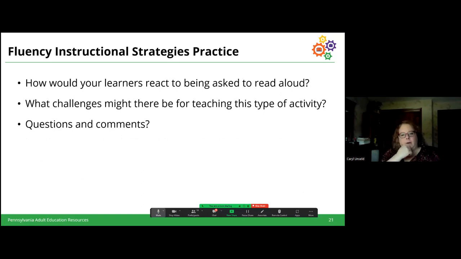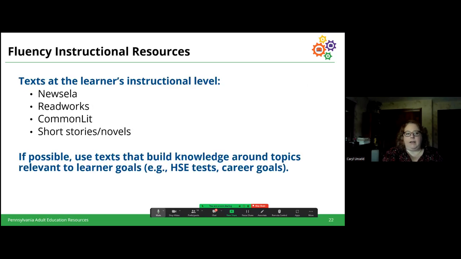I see that we're at the end of our hour. I just want to take any last questions that you have about fluency instruction. I really feel that fluency and alphabetics go hand in hand. These are some resources: Newsela, ReadWorks, CommonLit, using short stories, any text that you have. The key is making sure that you're using a text that's on the learner's instructional level.